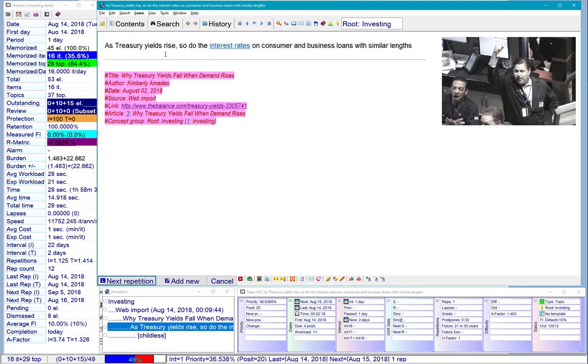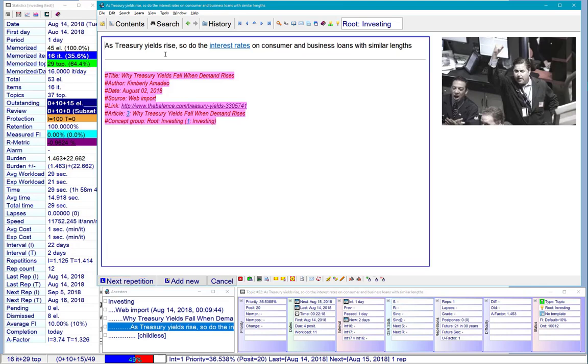As treasury yields rise, so do the interest rates on consumer and business loans with similar length. Wow, so we should reform it. As treasury yields rise, the interest rates rise as well.